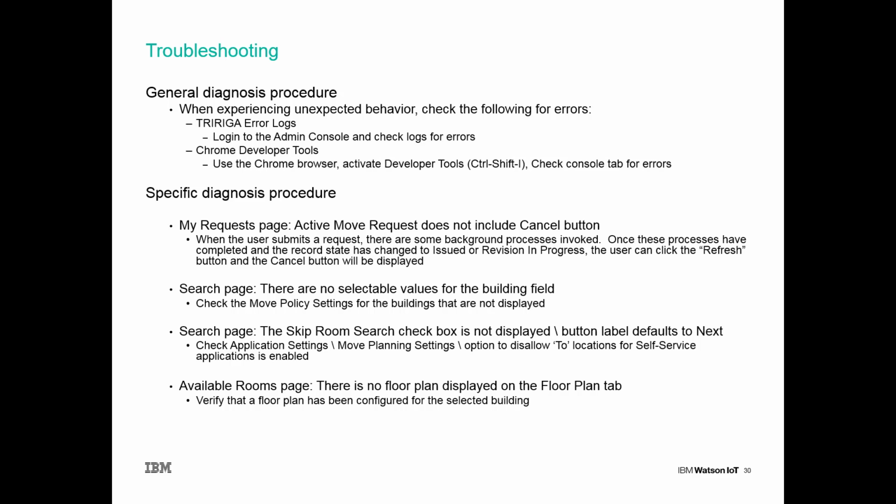And on the available rooms page, you may not see a floor plan on the floor plan tab, just an informational message saying you don't have a floor plan. If you think there's supposed to be one there, you should go into TRIRIGA and verify that you've configured a floor plan for that selected building.